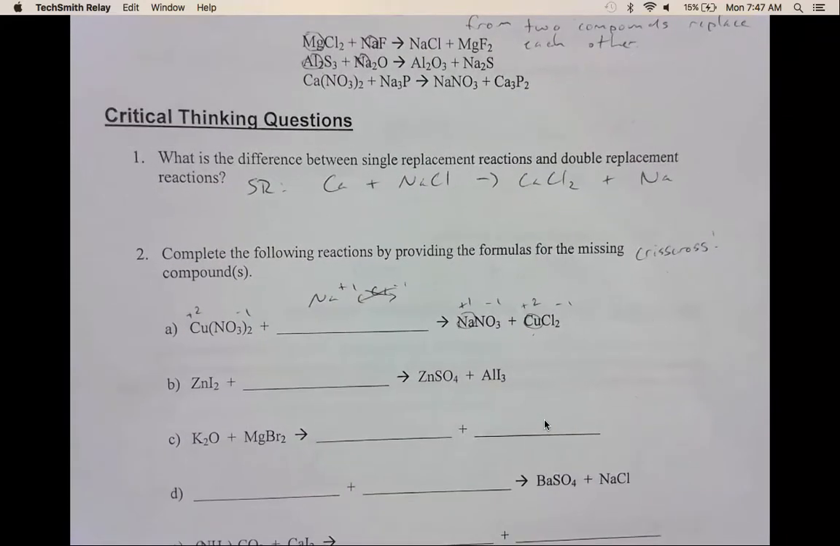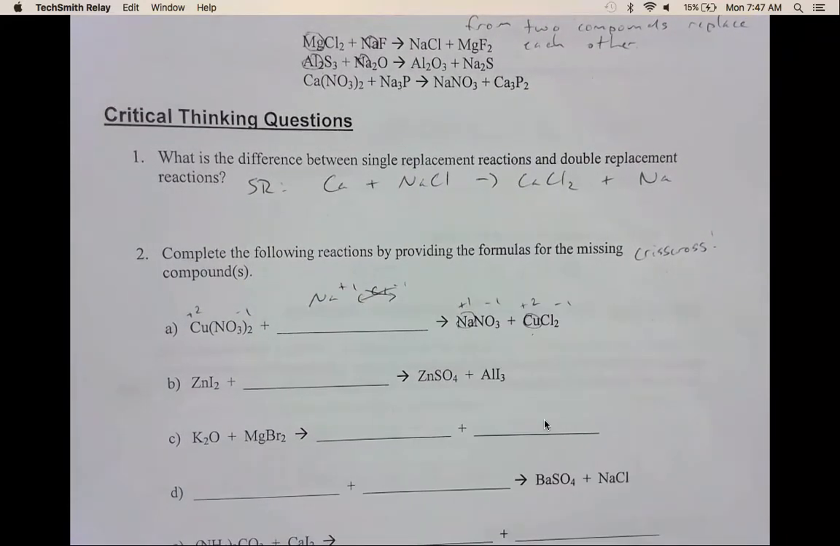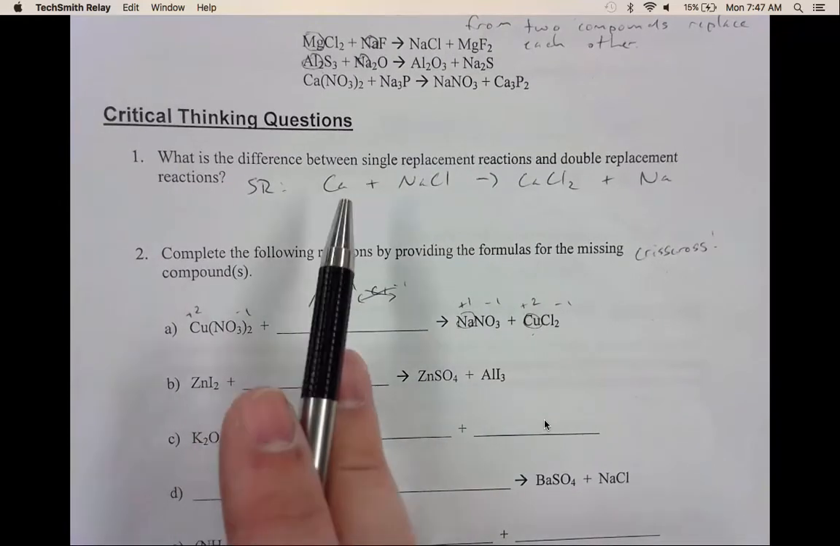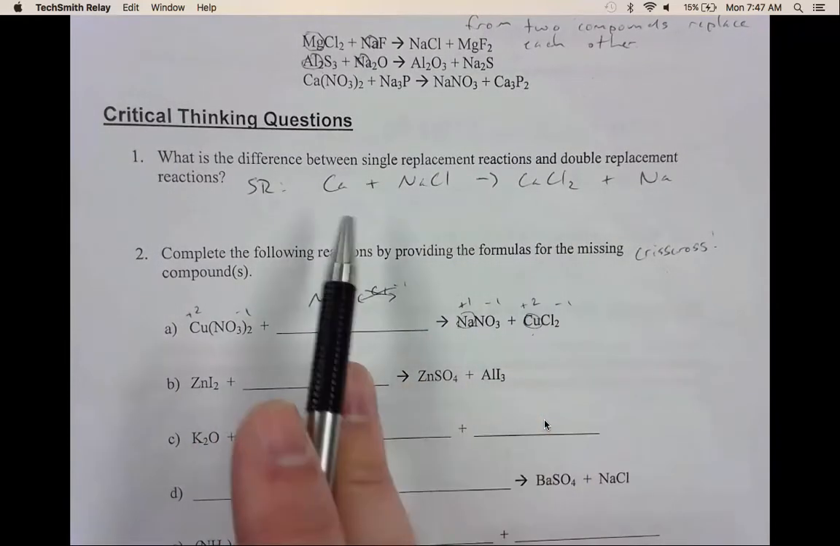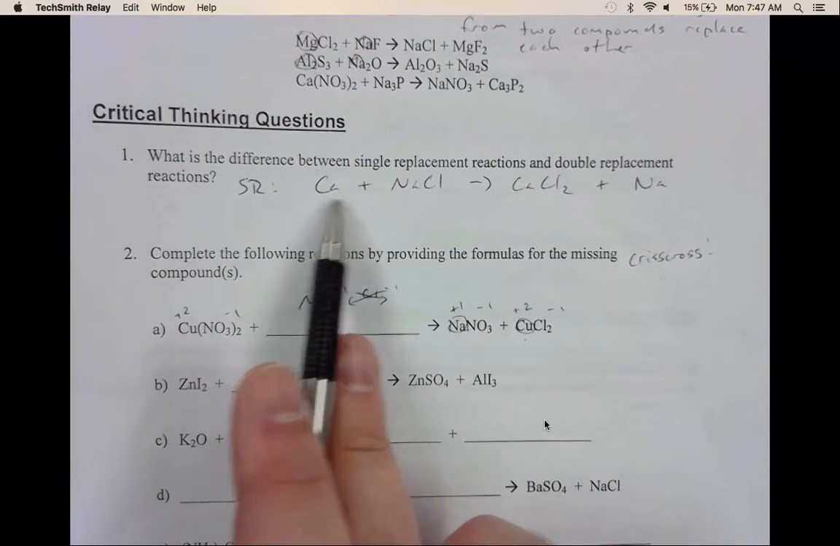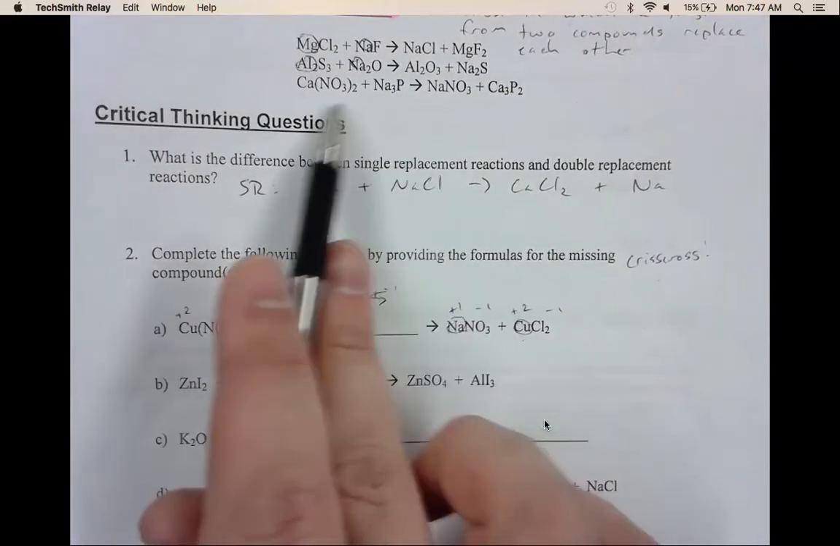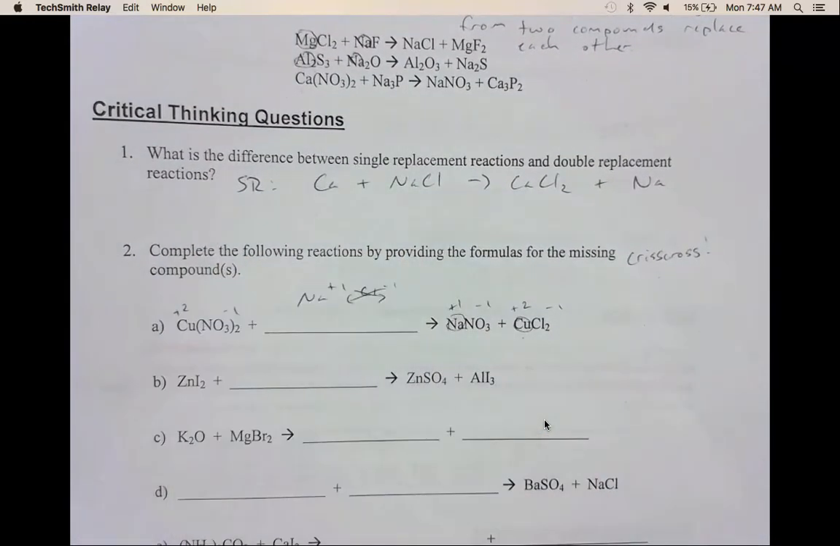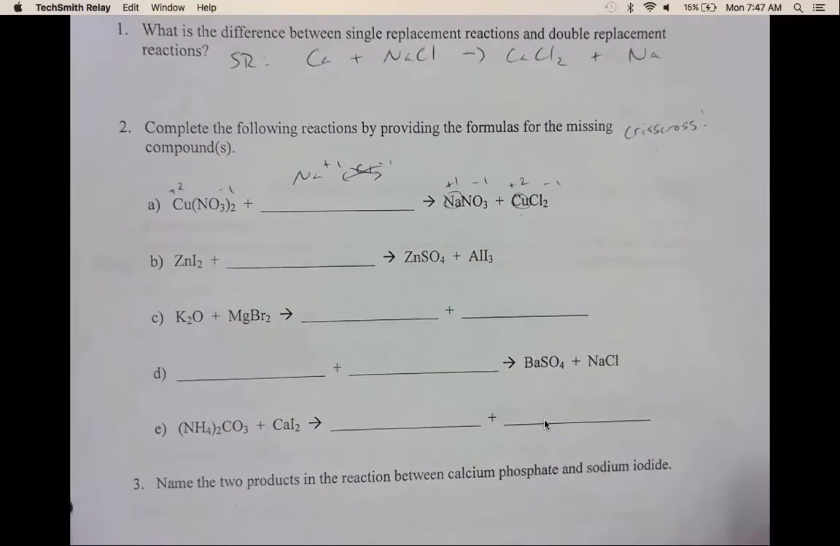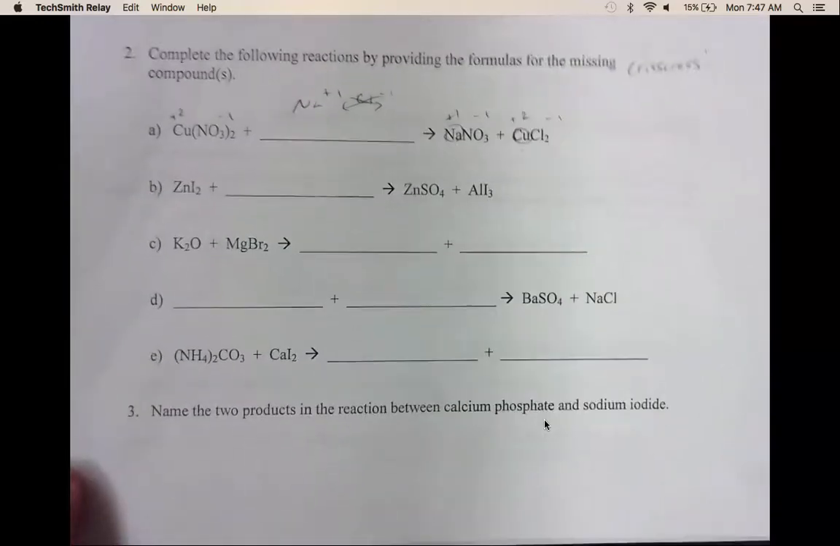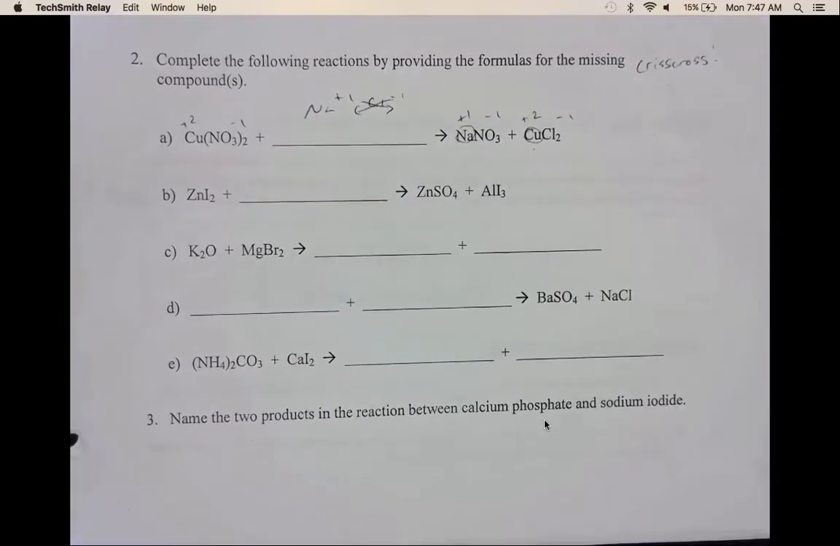So next, question 1. Question 1 is asking the difference between single replacement and double replacement. So remember, I have a single replacement drawn for you. Remember, single replacement has a single atom in the reactants. Does double replacement have any atoms? Next, question 2. So question 2, you are solving various double replacement reactions.